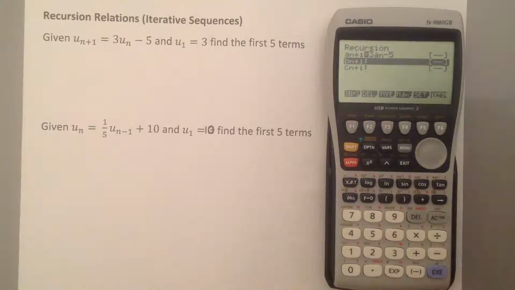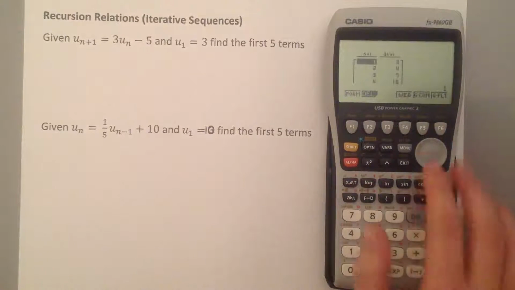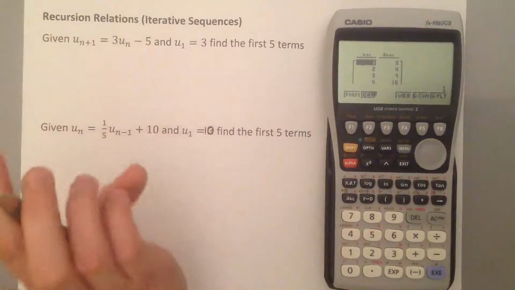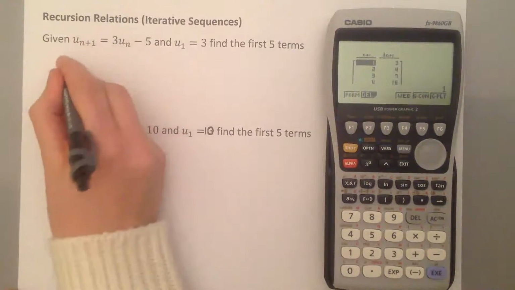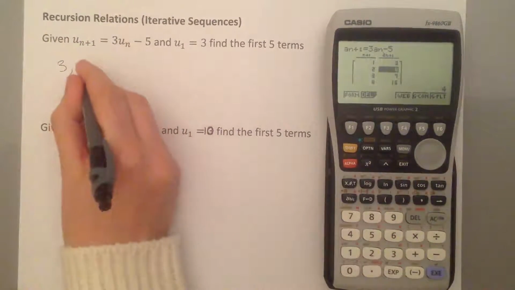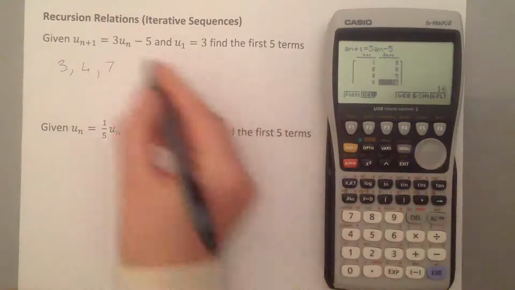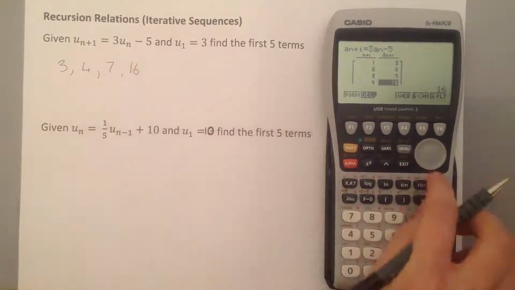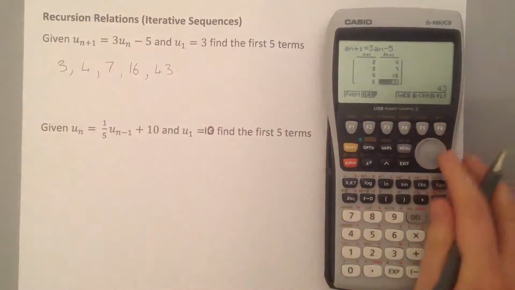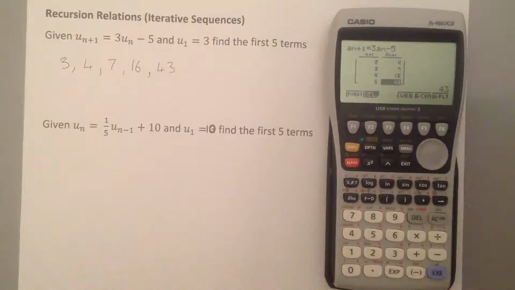So I press execute again, it takes me back to this screen. And what I then want to press is table. So it tells me that the first term would be 3, which we already know. The second term of my sequence would be 4. My third term would be 7. My next one would be 16. And then the 5th term would be 43. It's important that you do highlight them, particularly if they're decimals, because the full version will come up across the bottom.